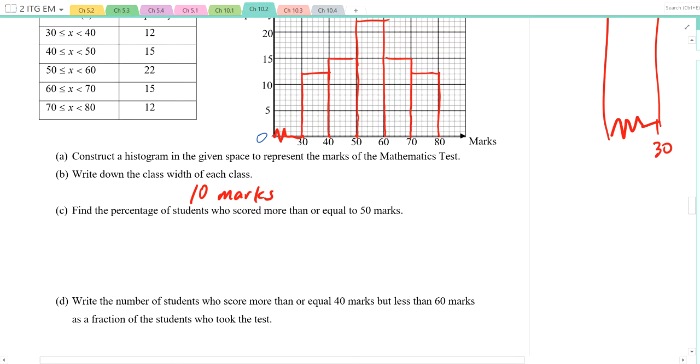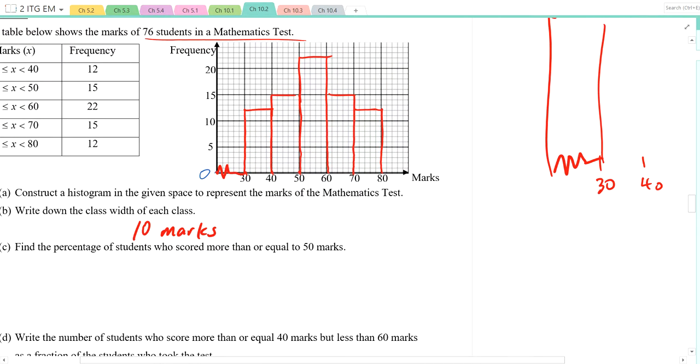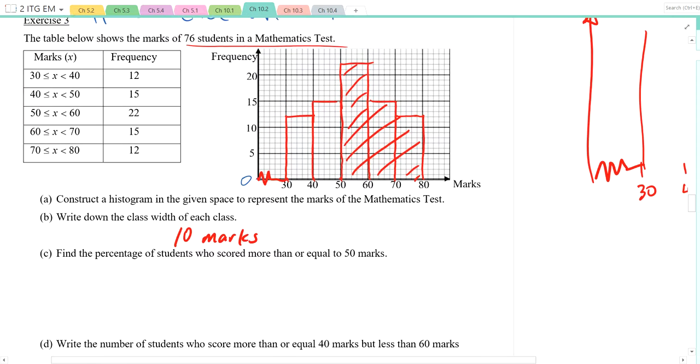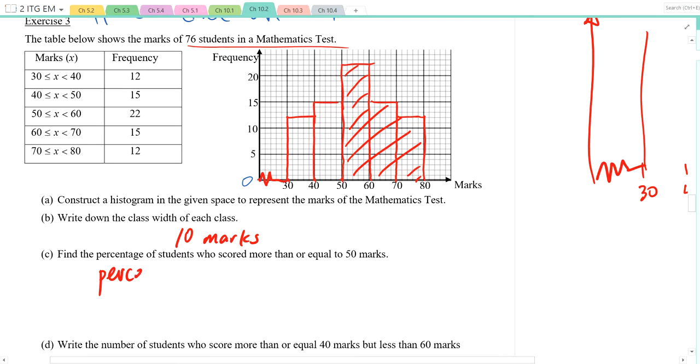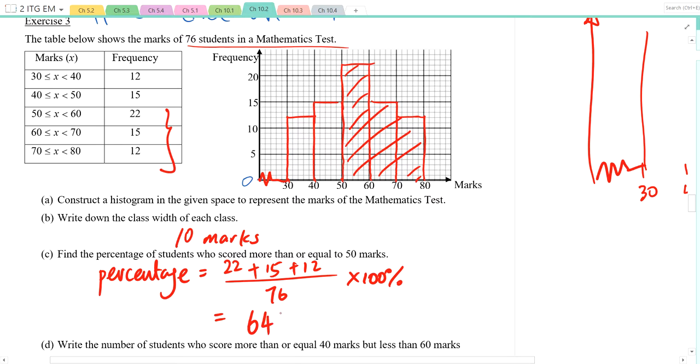Okay, percentage of students who scored more than or equal to 50 marks. Who are these people? More than or equal to 50 marks? Let's shade on our graph. I think this will be the people who got 50 or more. So the percentage, I will be required to count. I can either count from my graph or I just use the information over here. 22 plus 15 plus 12 divided by total number of students, which is 76, times 100%. And we get exactly 64 and 9 over 19%. Right?